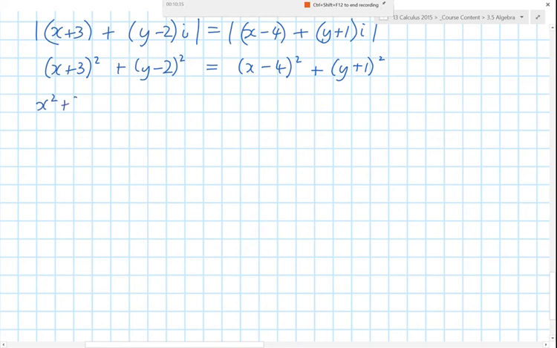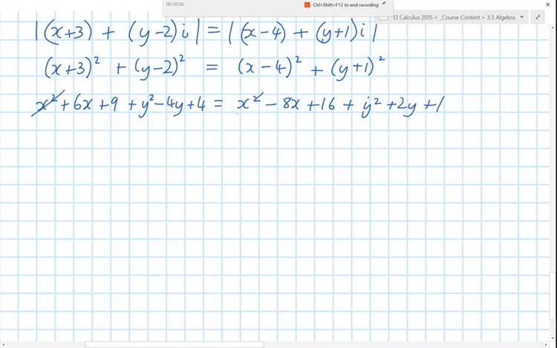So this will give us x squared plus 6x plus 9 plus y squared minus 4y plus 4 equals x squared minus 8x plus 16 plus y squared plus 2y plus 1. So you can see our x squareds cancel out, as do our y squareds, and we can simplify. Let's add 4y to both sides, and we'll add 8x to both sides, and so that leaves us with 8x plus 13 equals 4y plus 17.